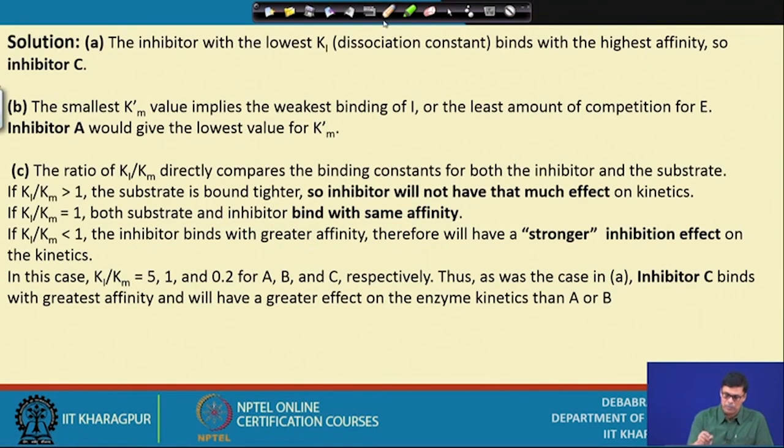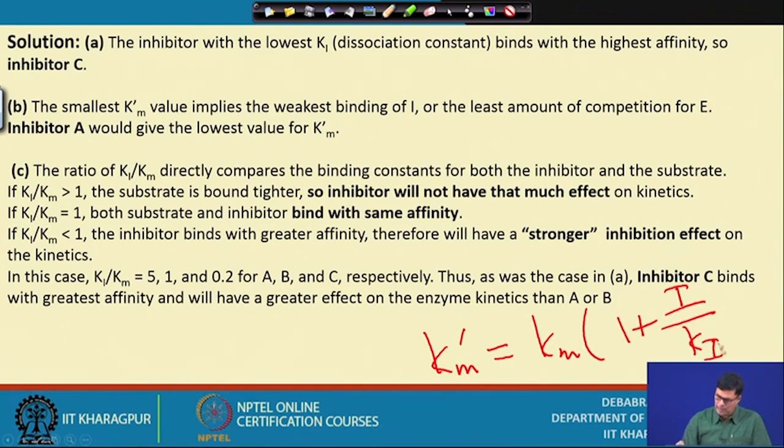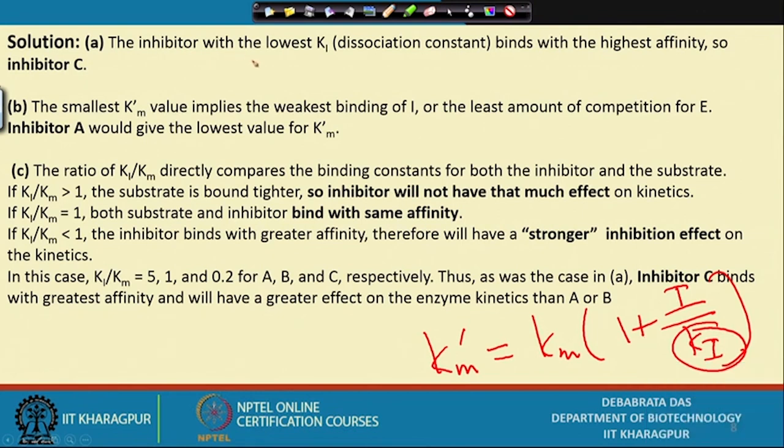Since it is competitive inhibition, let me write again: Km dash equals Km times one plus I by Ki. Am I right? So this is the equation that we have. Now, the inhibitor with the lowest Ki value binds with the highest affinity, so the inhibitor C. That is because if the Ki value is very low, then I by Ki will be high, and if this value is high, your inhibition will be more. Since the Ki value of the third inhibitor is the lowest, we can always say the inhibitor with the lowest Ki value binds with higher affinity to the active site of the enzyme.